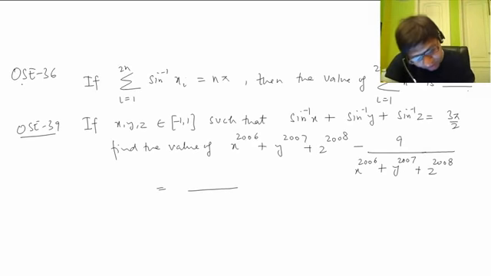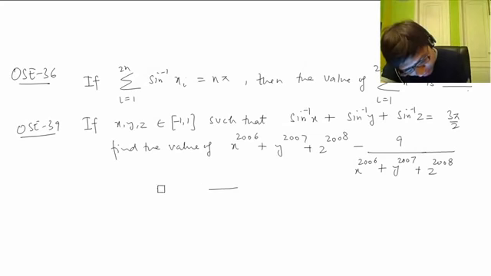Now let's see this question. OSC 36 question. It's a very easy question. There is a trick in this question which you can learn, and there are 2 more questions based on this. See, if you look at this OSC 36, it is sigma of sine inverse xi, where i varies from 1 to 2n, is n pi.